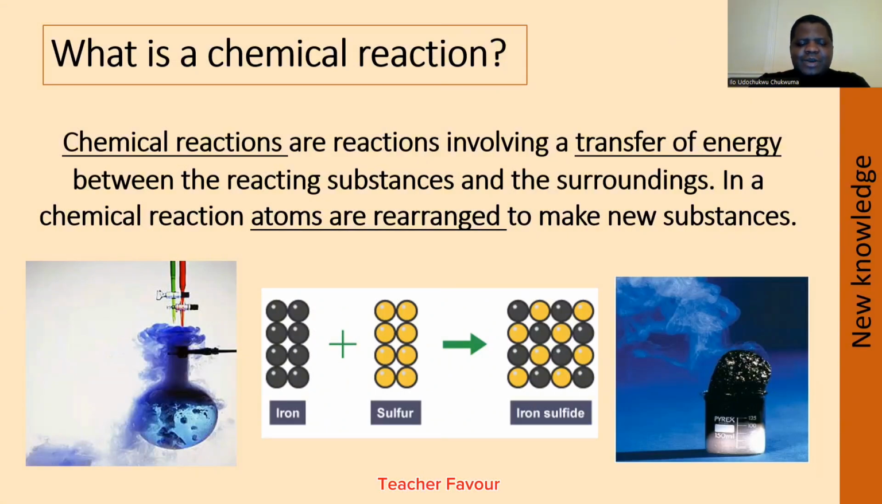Take a look at this slide. We have atoms of iron and atoms of sulfur. They react together to produce iron sulfide. Remember that the atoms are rearranged to make a new substance.